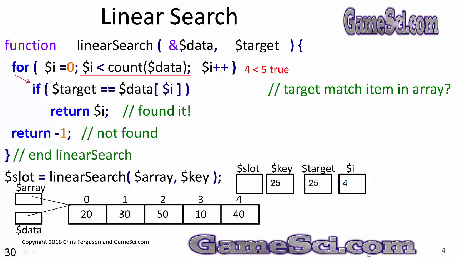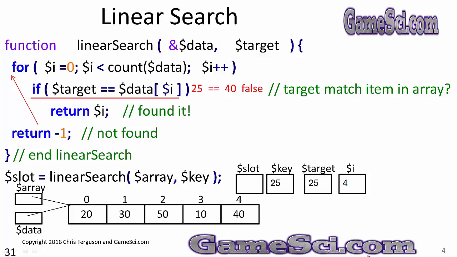$i will go to 4. 4 less than 5 is still true, so we'll test slot or index 4 of the array. And it doesn't match. Our target is 25. Index 4 contains a 40. Not a match. That's a false statement. So something interesting is going to happen.